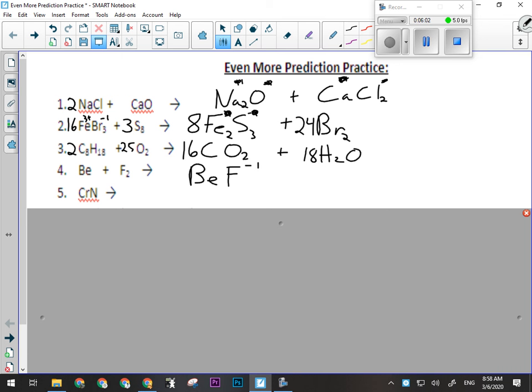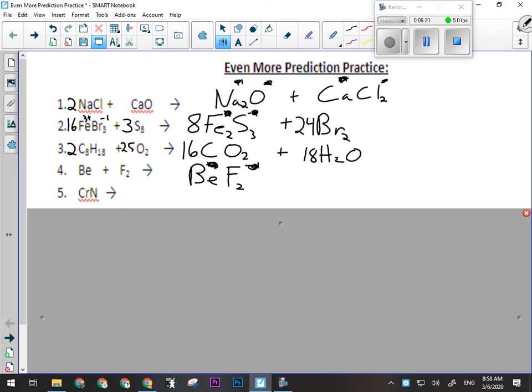This is a -1, beryllium is a +2, so we're looking at BeF2 for our formula there, and that means that the equation is already balanced. All right, then the last one.